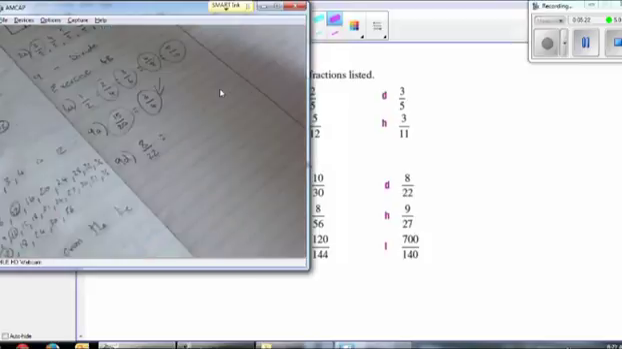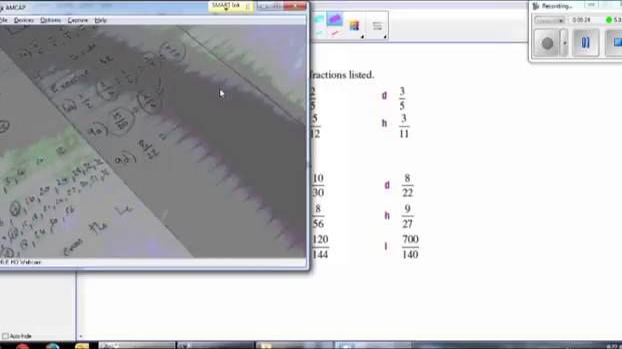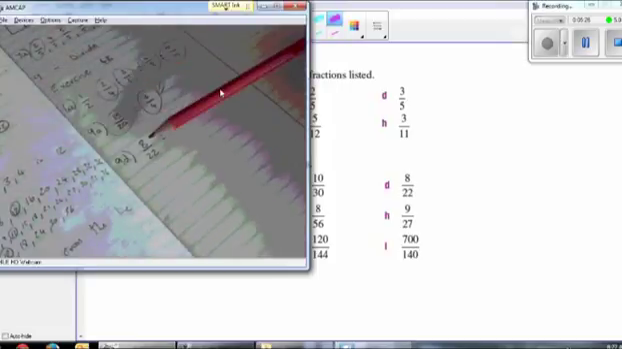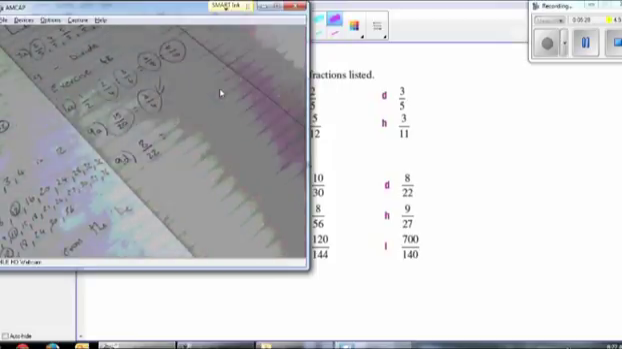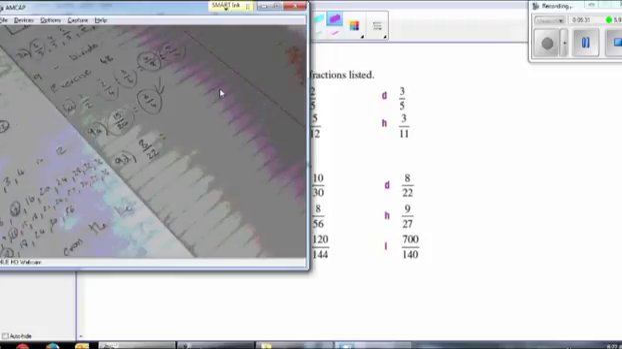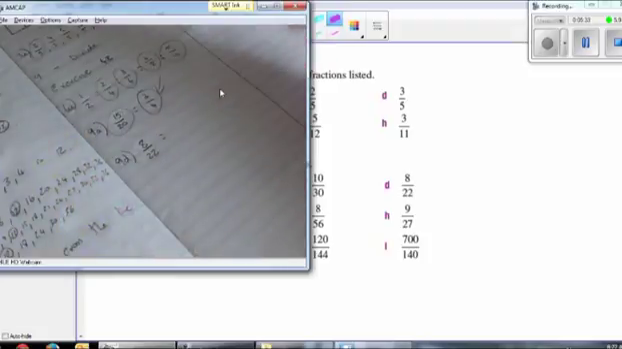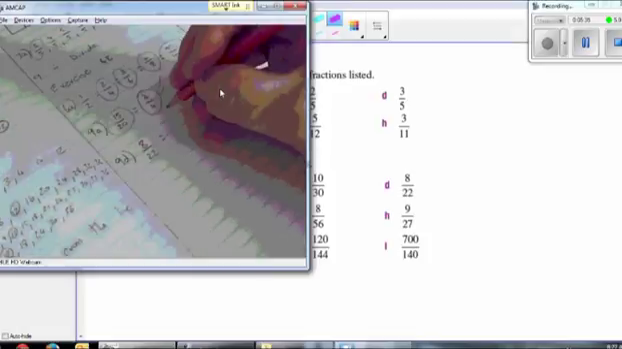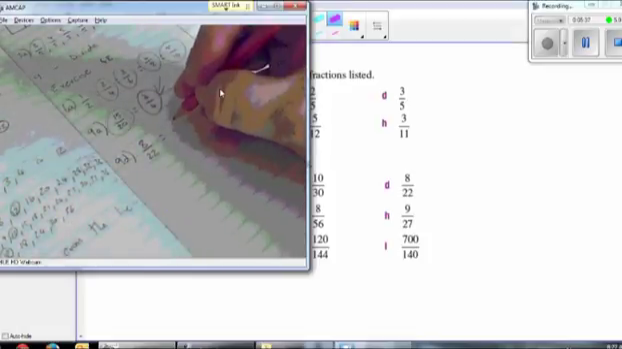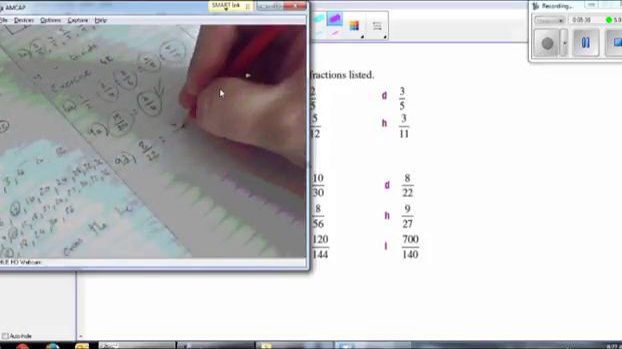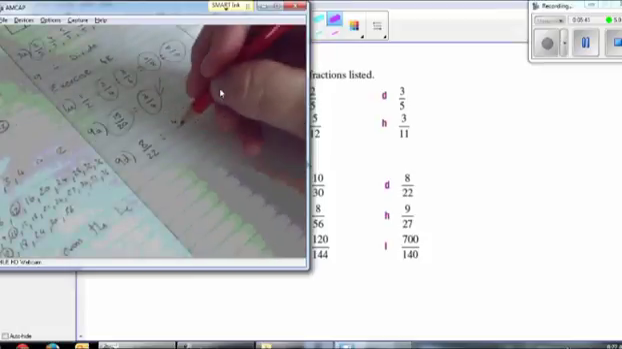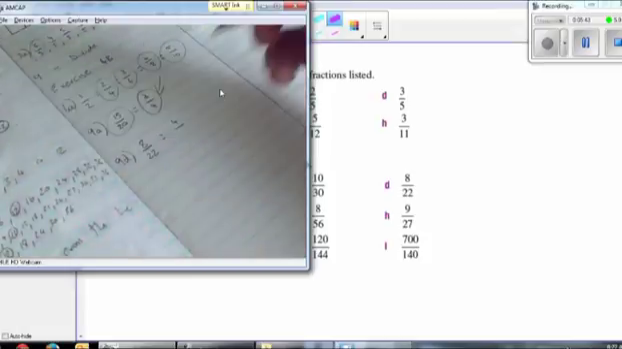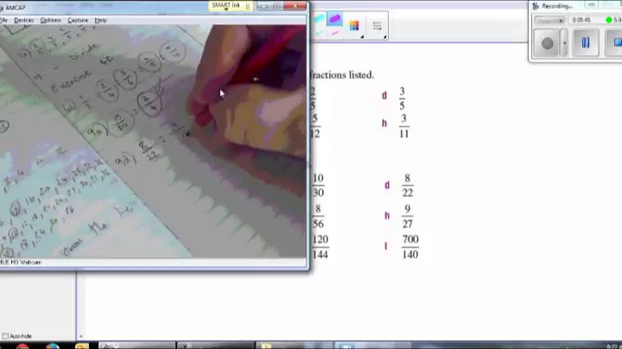Straight away, I can tell that this fraction can be divided by 2. They're both even numbers. Even numbers can always be divided by 2. So I'm going to do that straight away. Okay, so 2 goes into 8 4 times. All right, and 2 goes into 22 11 times.